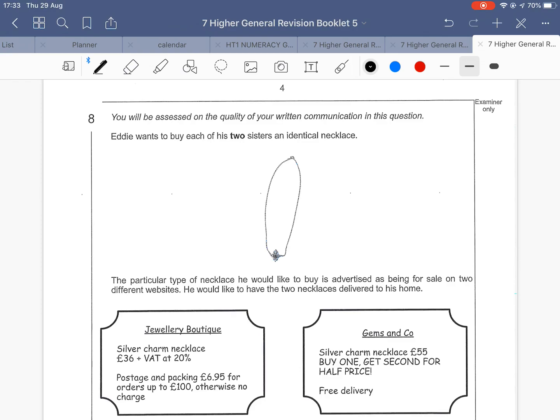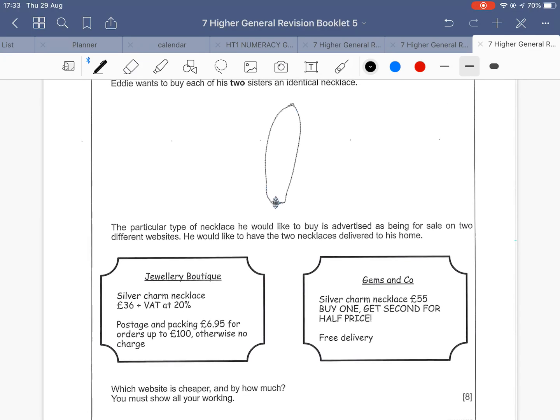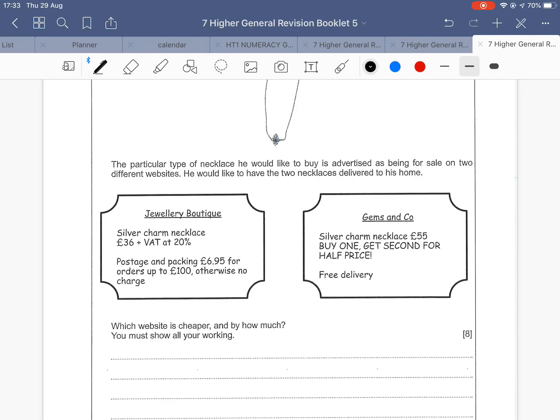Okay, moving on from that lovely one. Question 8. Eddie wants to buy each of his 2 sisters an identical necklace. Oh, that's nice of him. My brother wouldn't do that. The typical type of necklace he would like to buy is advertised as being for sale on 2 different websites. He would like to have 2 necklaces delivered to his home.